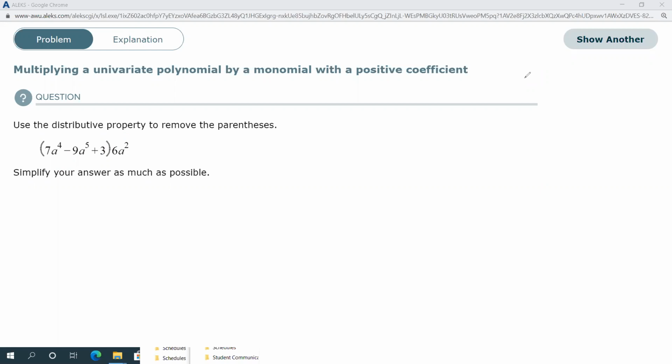Same thing. So 6a squared times 7a to the fourth is 6 times 7 is 42, and a to the fourth times a to the second is a to the sixth. Then 6a squared times negative 9a to the fifth would give us negative 54, and then a to the fifth times a to the second would be a to the seventh. Then 6a squared times 3 is just going to be 18a squared.